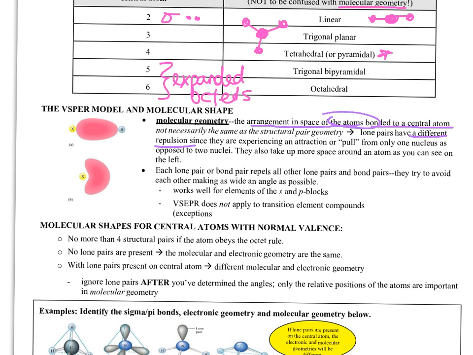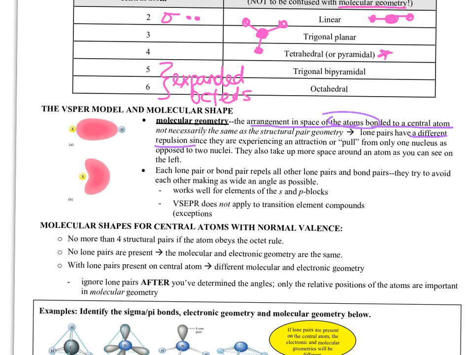So they tend to take up more space around an atom. They do affect the molecular geometry, but a lot of times we ignore them when we're talking about it. Each lone pair or bond is going to repel other lone pairs, and they try to avoid each other, making the angle as wide as it possibly can. And we typically focus on this with the S and P block elements.